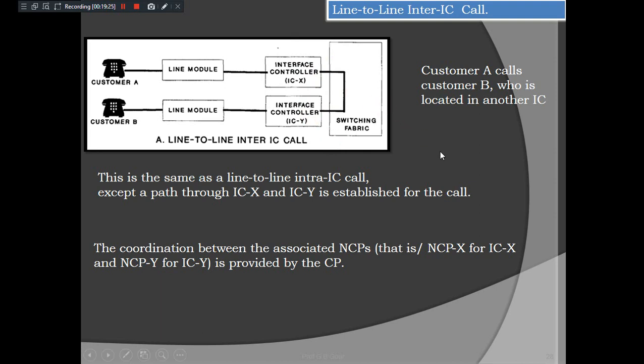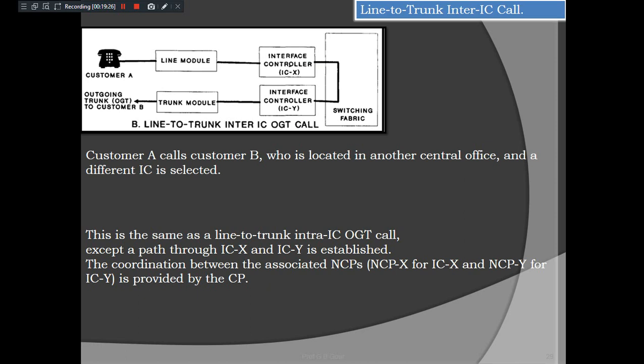Okay. Next, we go for line to trunk inter-IC. Only thing here, they are making an STD call once again, but with different interface controllers. Customer A again calls customer B, who is located in another CO, and a different IC is selected. So this is the same as the line to trunk intra-IC OGT call, except a path through ICX and ICY is established, the call connection path. The coordination between associated NCPs is provided by the CPU.